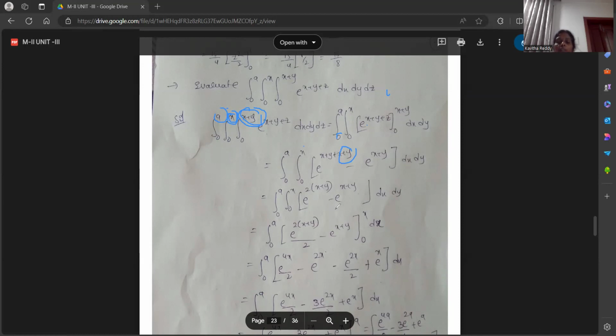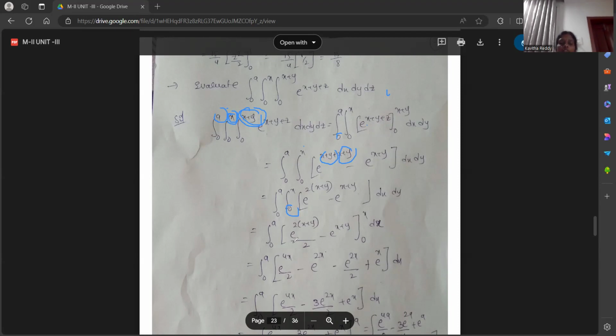So you apply the limits, after that you'll get 2 into x plus y. Why? Because here x plus y is repeated 2 times. That's why you're getting 2 into x plus y, e power x plus y dx dy. Then e power 2 into x plus y by 2. Again, you need to integrate with respect to y. Why? Because your limits are in terms of x. That's why you need to integrate with respect to y.